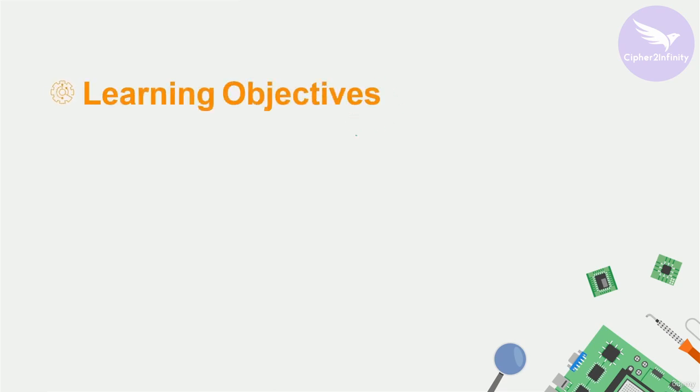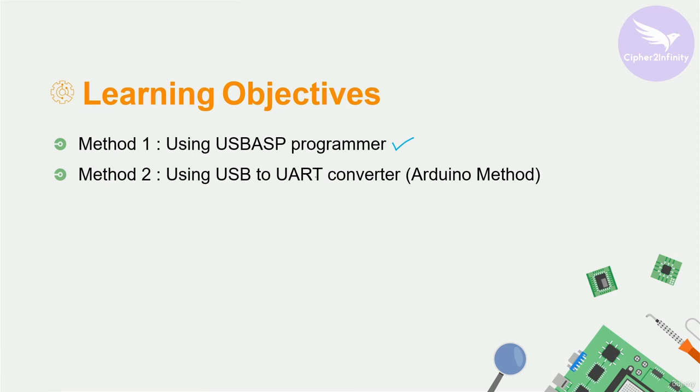So now let me tell you what you're going to learn in this video. As we already discussed, we are going to discuss two different methods to program the Atmega328 microcontroller. The first method is using the USB ASP programmer. We have already discussed this method when we discussed the introduction to the USB ASP programmer, so I will give you a brief overview of it in this video. Using the USB ASP programmer, we can program the code in the Atmega328 microcontroller. Then the second method is using the USB to UART converter.